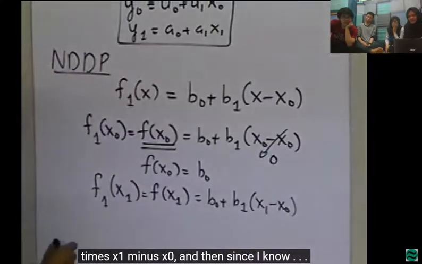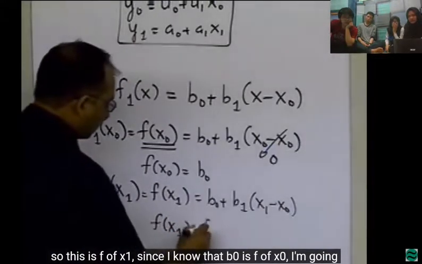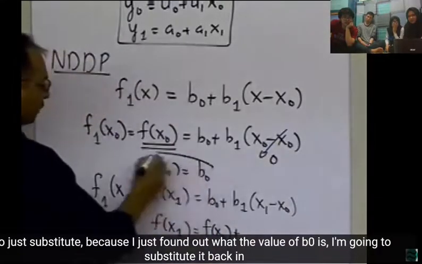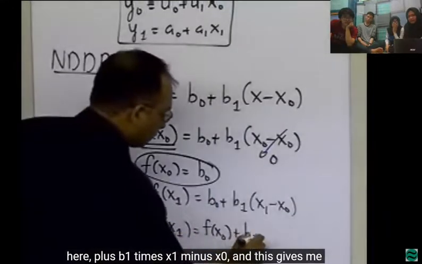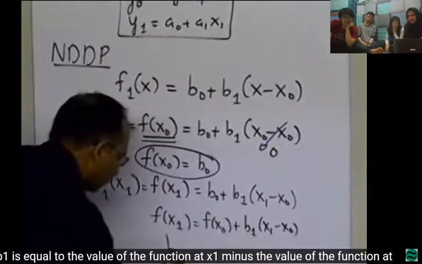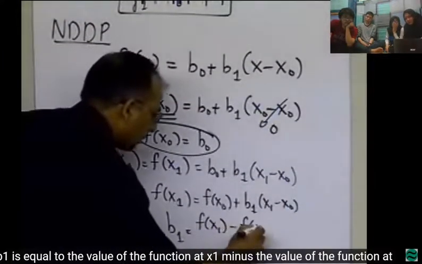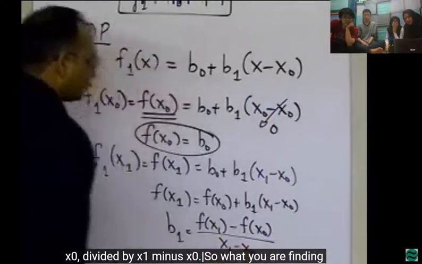And then, so this is f of x1, since I know that b naught is f of x naught, I'm going to just substitute, because I just found out what the value of b naught is. I'm going to substitute it back in here, plus b1 times x1 minus x naught. And this gives me b sub 1 is equal to the value of the function at x1 minus the value of the function at x naught divided by x1 minus x naught.